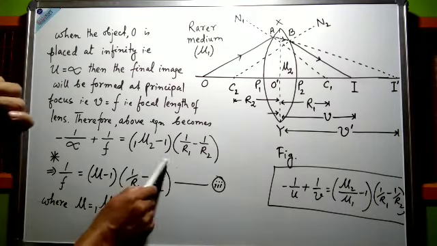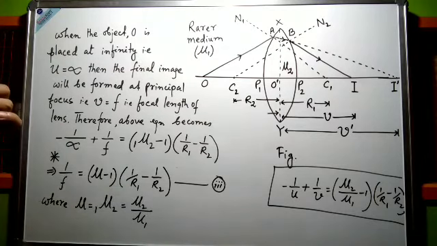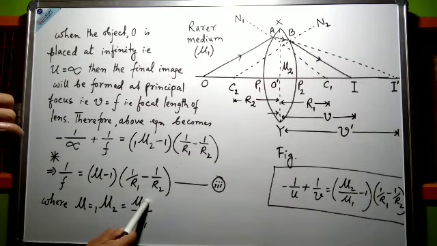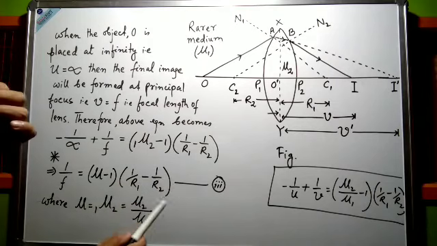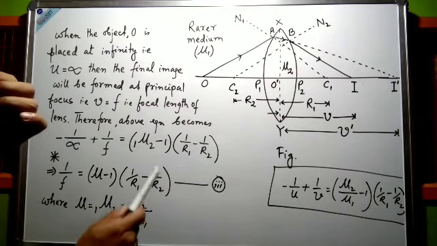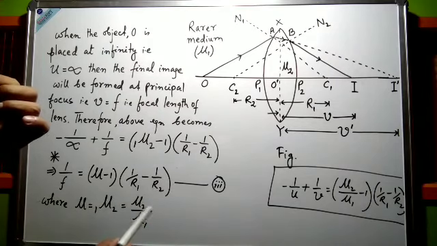We write this as equation number 3, and this equation 3 represents the Lensmaker formula, where mu equal to mu 2 1, that is the absolute refractive index of the lens or glass divided by the absolute refractive index of the other medium. That is the relative refractive index of glass, that is the lens, with respect to the rarer medium in which the lens is kept.